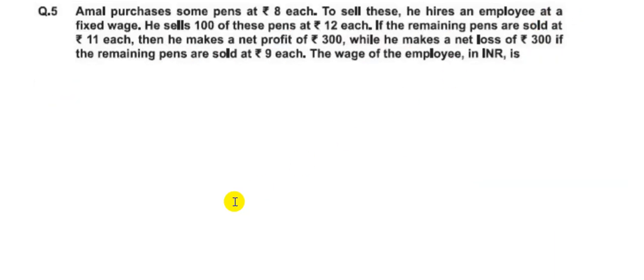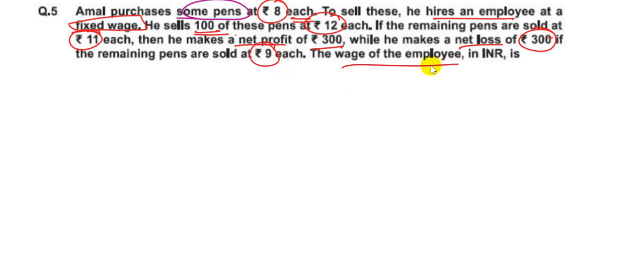We come to question number 5, which is a theta question. That means there is no negative marking. And this one says, Amal purchases some pens at rupees 8 each. To sell these, he hires an employee at a fixed wage. He sells 100 of these at 12 each. If the remaining pens are sold at 11 each, then he makes a net profit of 300, while he makes a net loss of 300 if the remaining pens are sold at 9 each. What is the wage of the employee?